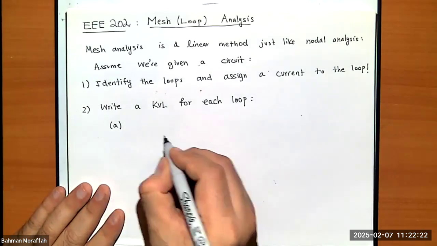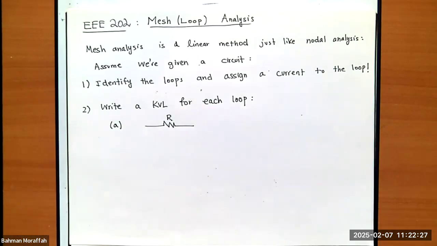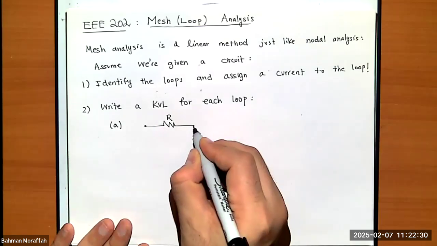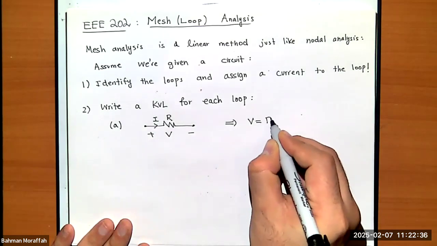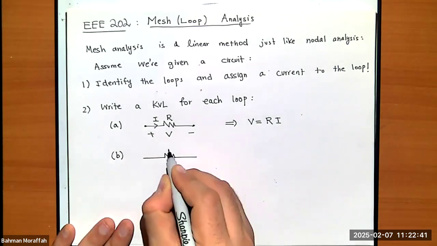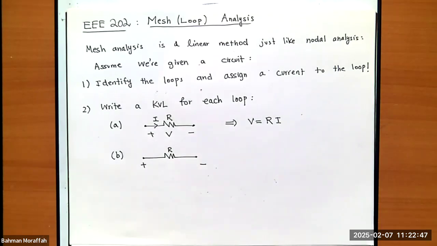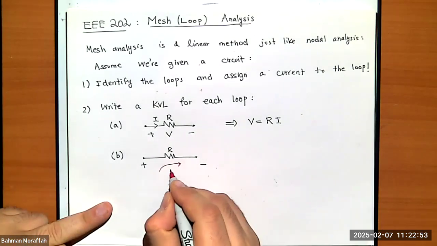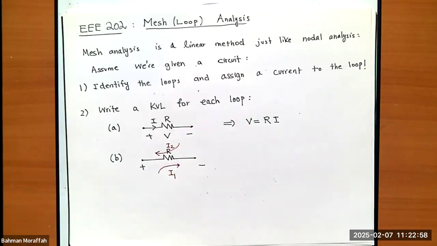Case 1 is when there is a resistor that's not shared between loops. It's only in one loop. The voltage across it, let's call it V, and the current through it, I. We know V equals R times I. Case 2, let's say I have this resistor, where this is positive, this is negative. But this resistor is between two loops. Let's call this one I1, this one I2. Basically, I1 and I2 are going in two different directions.